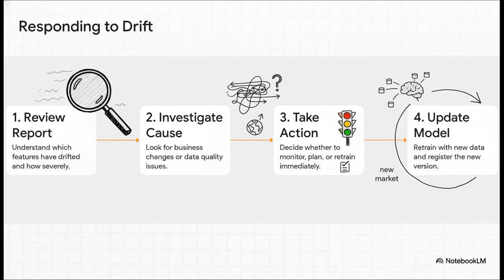And the best part is, when you get a drift alert, you're not just left hanging. WhiteBox AI gives you a clear plan. You review the report to see exactly which features are drifting. Then, you investigate the cause. Is it a business change? A data problem? Then, you take action. Maybe you just monitor it, or maybe you need to retrain immediately. And finally, you update the model. It's a clear step-by-step process to get things back on track.